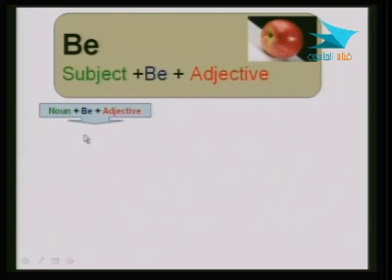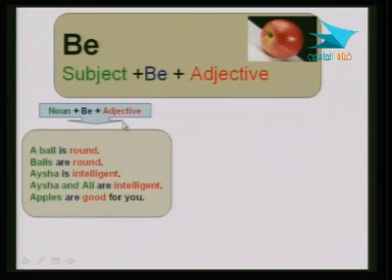So the first form is that we have the noun. We can have a noun in any basic sentence in English. We have a noun plus a verb be, and then the adjective. Let's look at some examples. First example: a ball is round. A ball is round.